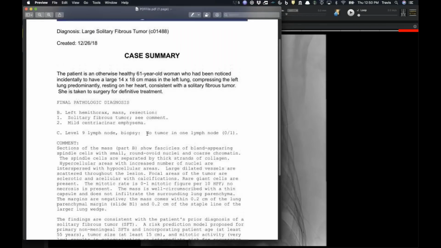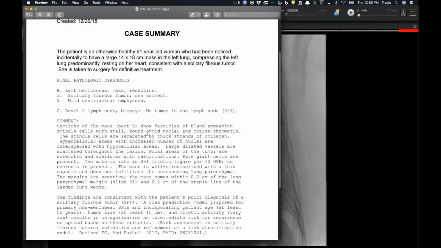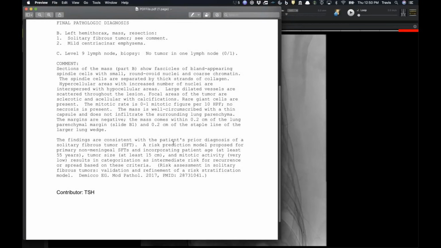Yeah, I didn't see any blunting of the costophrenic angle or anything. The other thing was it was considered to be benign, so low rate of mitosis? Good question. So this is interesting. Actually, the pathologist cited a paper from last year, where it's not a strictly benign versus malignant thing in this case. They use a risk prediction model, which I thought was kind of interesting, incorporating age, tumor size, and mitotic activity.